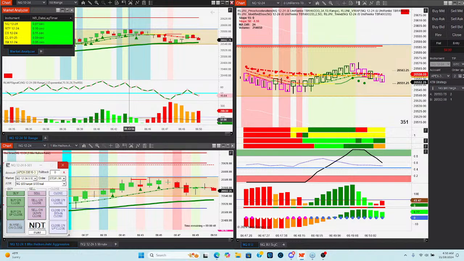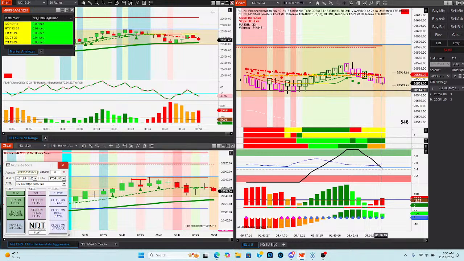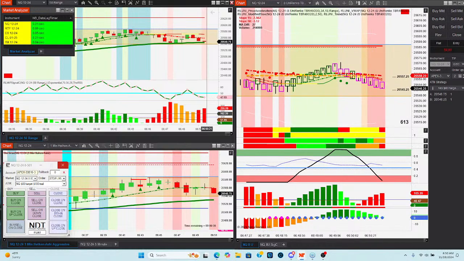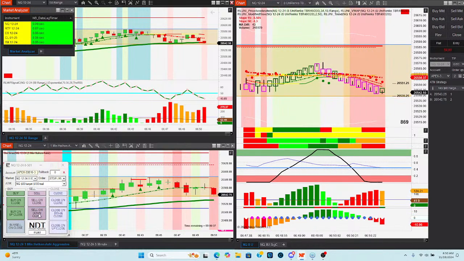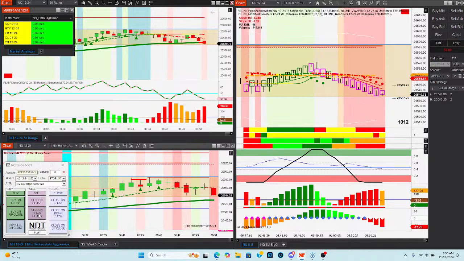One could say, because I've hit this so many times, that as long as I'm in this area right here, this blocked out area, there might not be a trade. Well, let's see what happens.